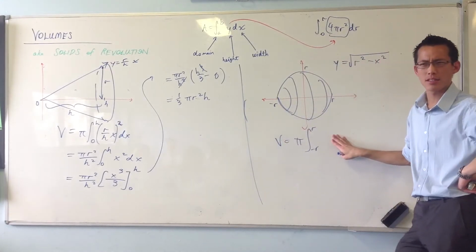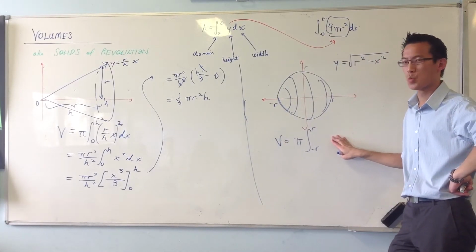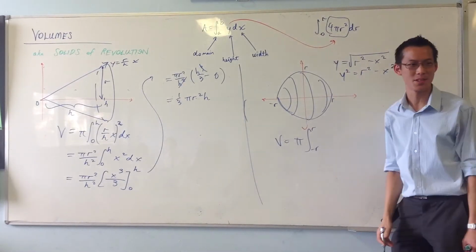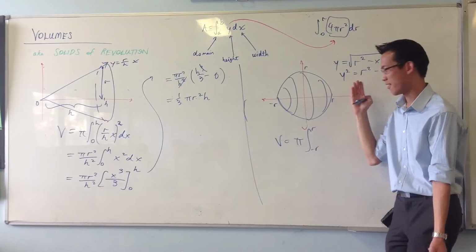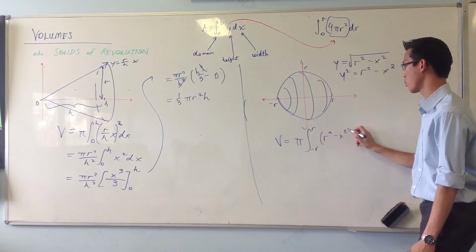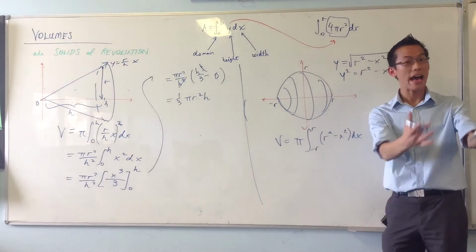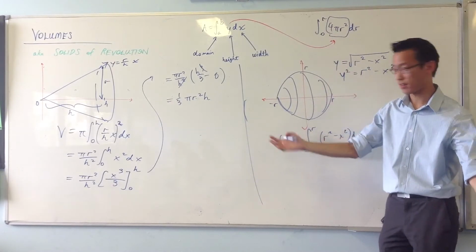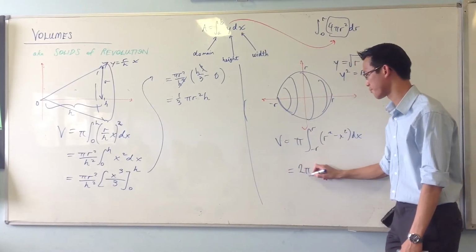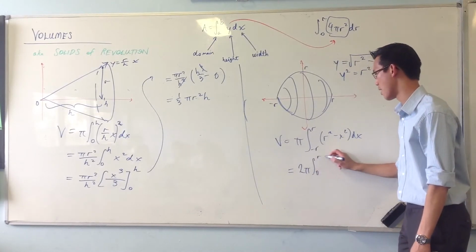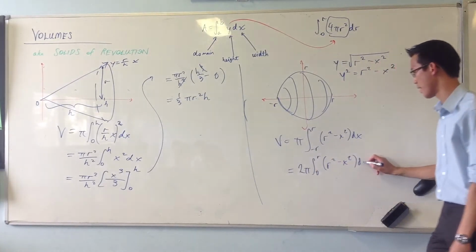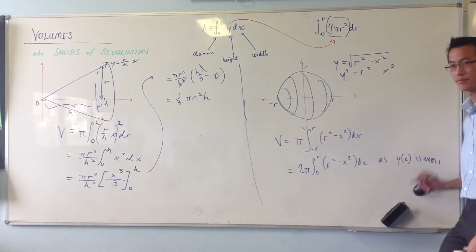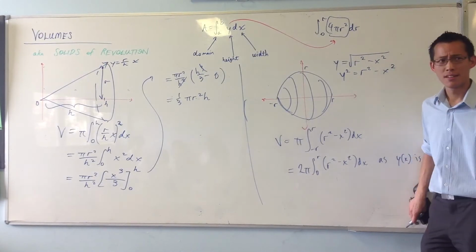Now what do I put next? What's next in the formula? It's y squared, isn't it? So as it happens, it doesn't matter whether you take a circle or a semicircle, because you'll get the circle back anyway. So this is r squared minus x squared dx. Now, as you will have noticed, this is not just any function, it's an even function. So I might as well halve my work by doubling the integral, 0 to r, of r squared minus x squared, as y is even. Everyone okay so far?